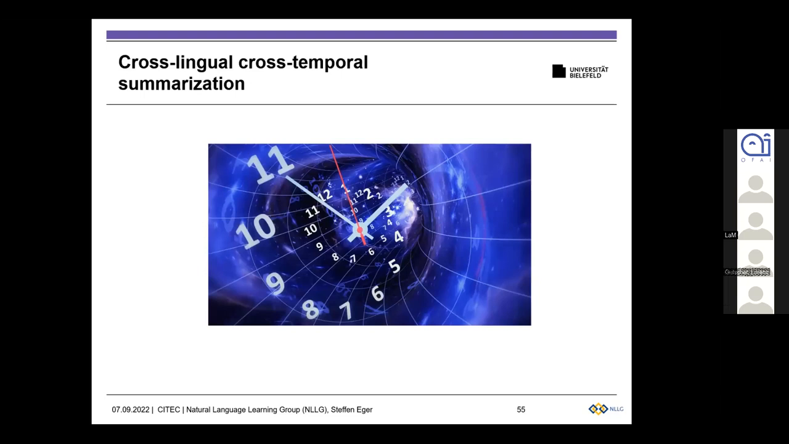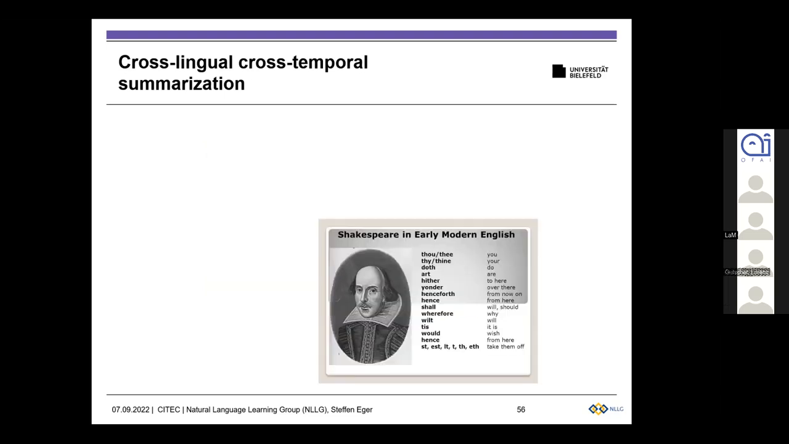Let me briefly talk about the third and last part, which is cross-lingual, cross-temporal summarization. So here, our idea is we want to summarize texts across time and space. What does time mean? So we want to summarize, let's say, an older language variant into a newer language variant, let's say Shakespeare English into modern English. And with space, we mean different languages. So the summarization is, let's say, from English to German.